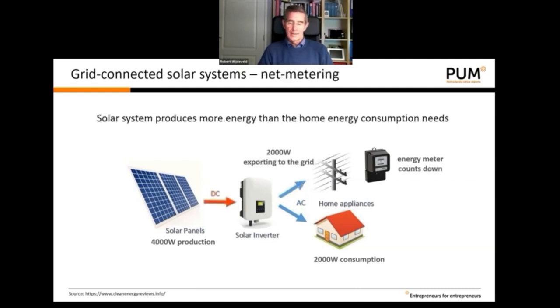Let's assume that in the daytime, the solar panel produces 4,000 watt, but your house needs only 2,000 watt. You switched off some equipment, some lights, and so on. So you need only 2,000 watt in your house. The solar system produces 4,000 watt. So 2,000 watt will be exported to the local grid, and the energy meter is counting down.